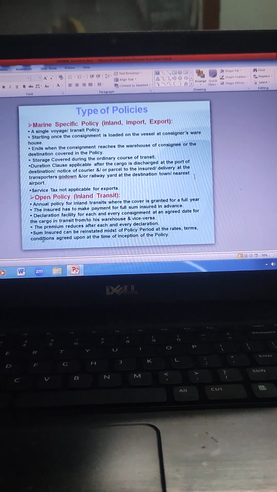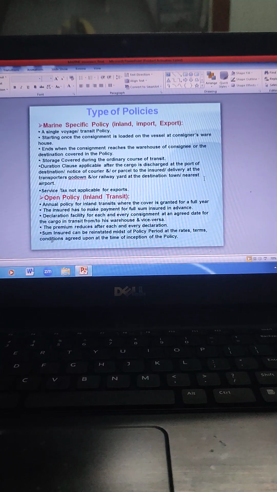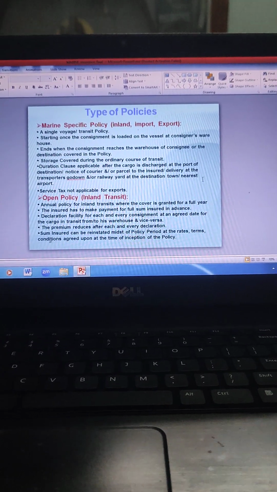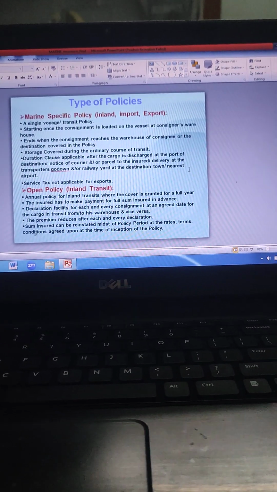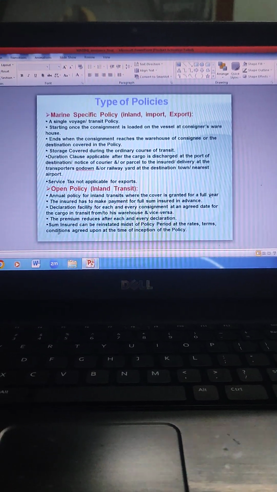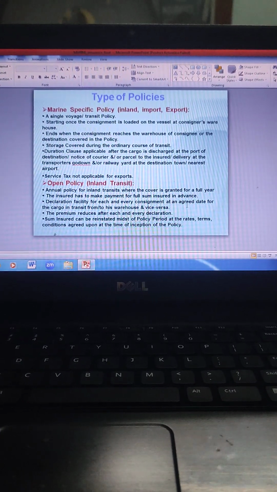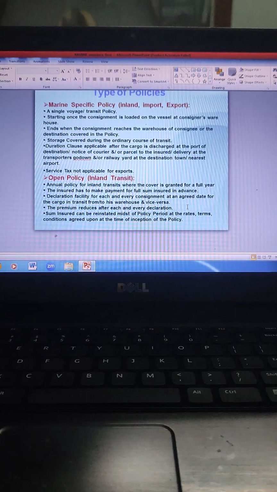Then the premium reduces after each and every declaration. Sum insured can be reinstated midst of the policy period at the rates, terms, conditions agreed upon at the time of inception of the policy.